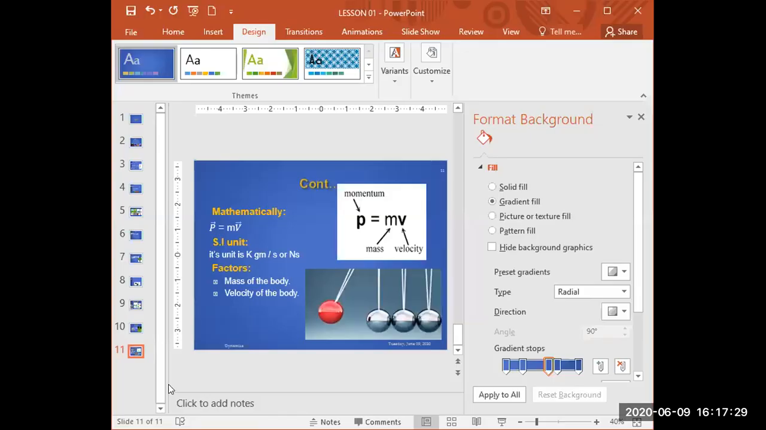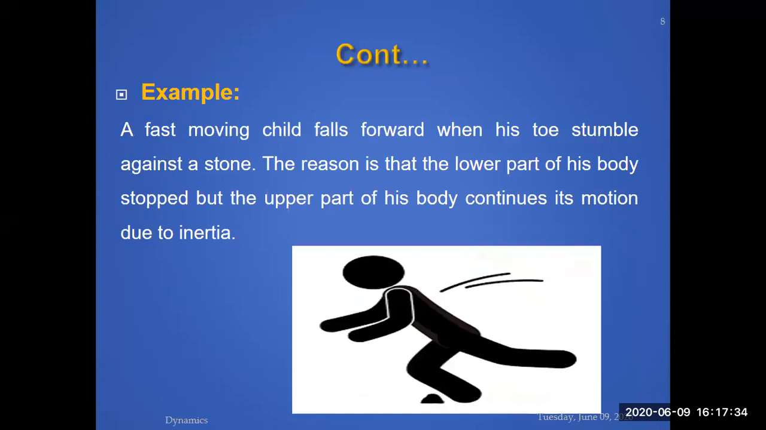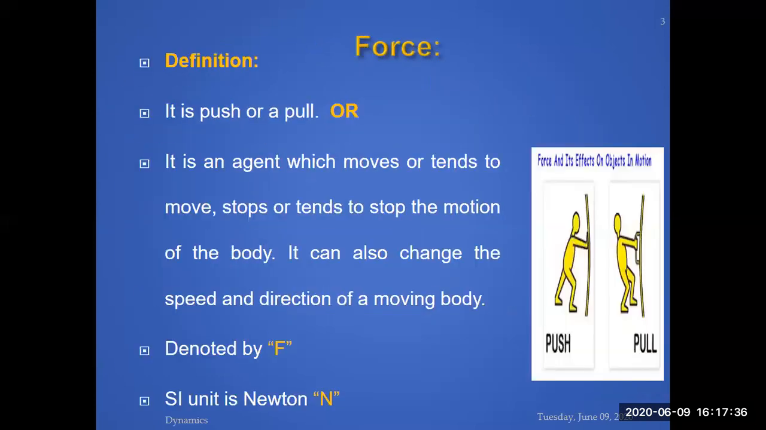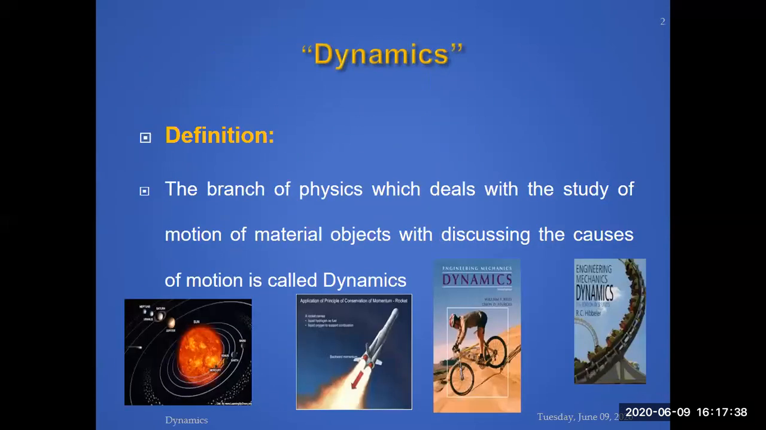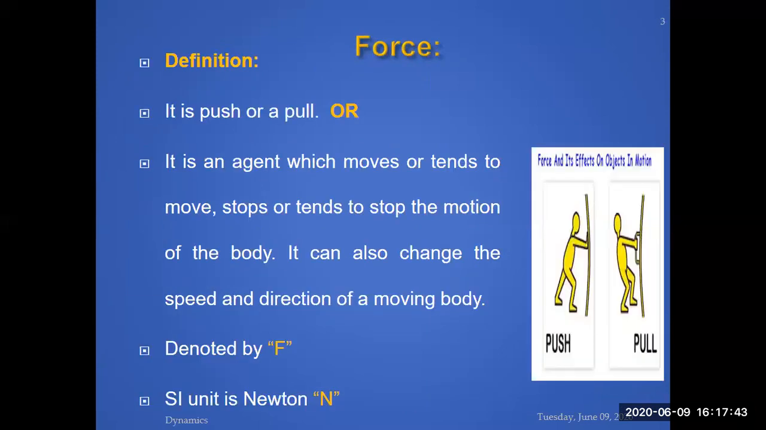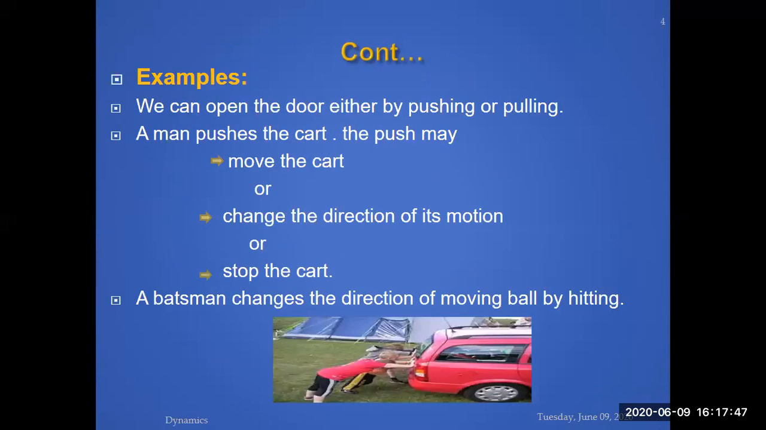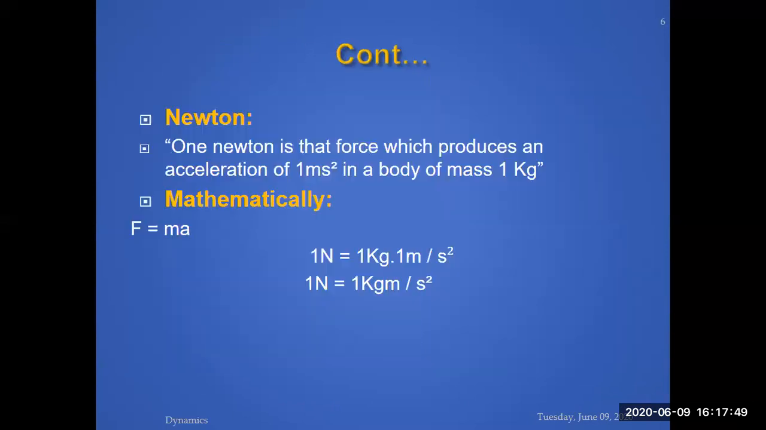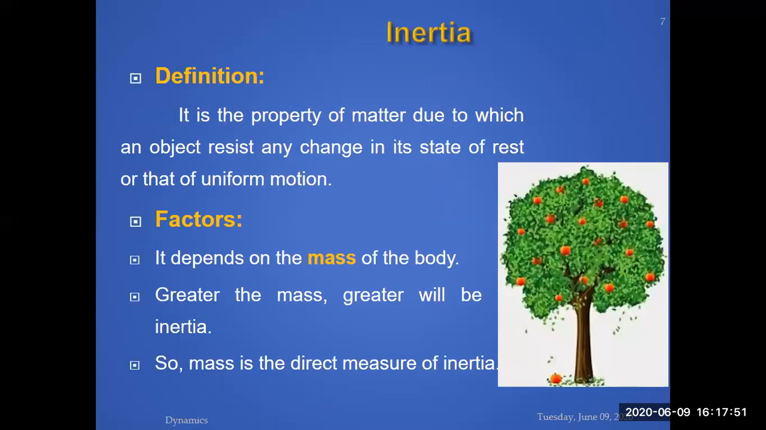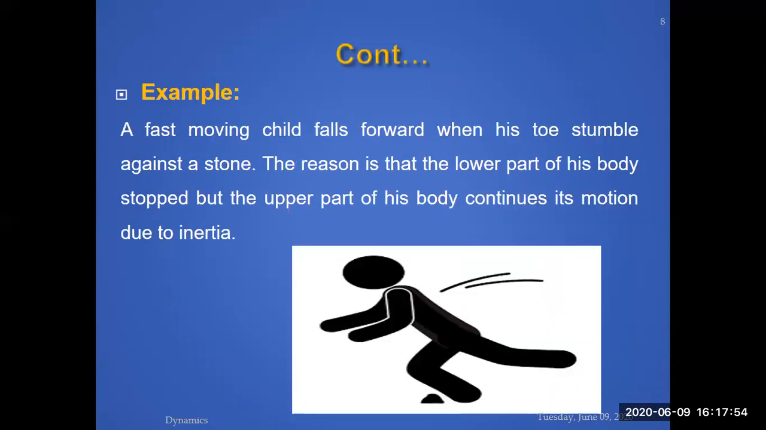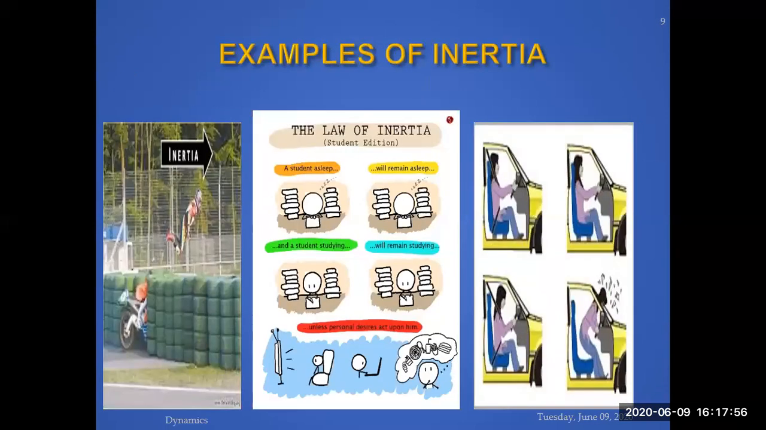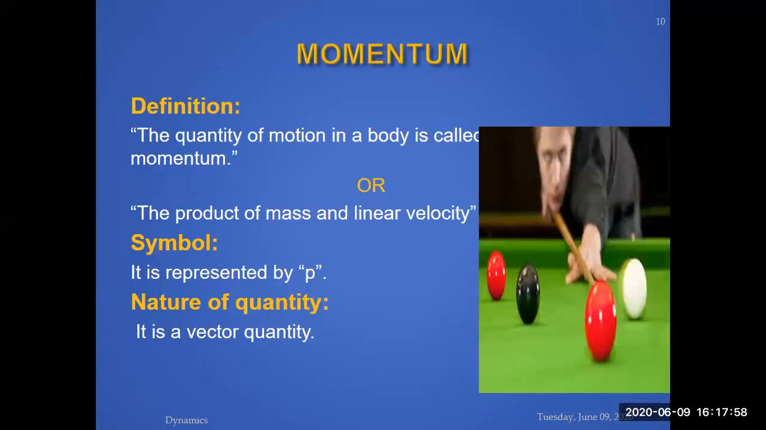So in this class, what we have studied, starting from the first one, we have defined dynamics. We have considered different examples of dynamics. Then we have defined force and the unit of force. Then we have defined inertia, the unit of inertia and the factors on which inertia depends. And at the end, we have discussed momentum and the factors on which the momentum of a body depends, and the nature of momentum.